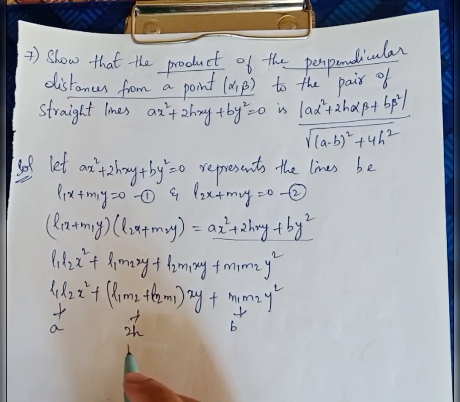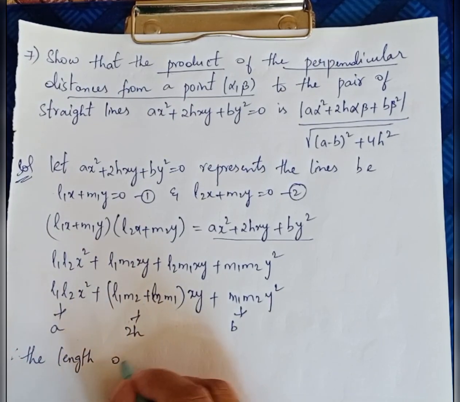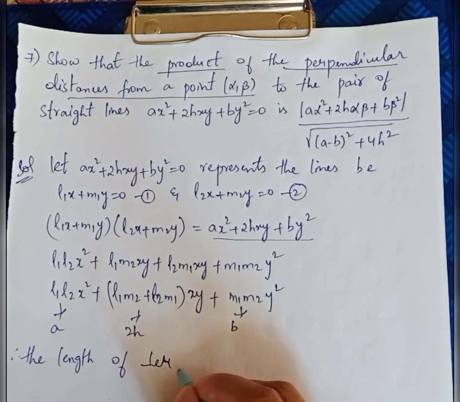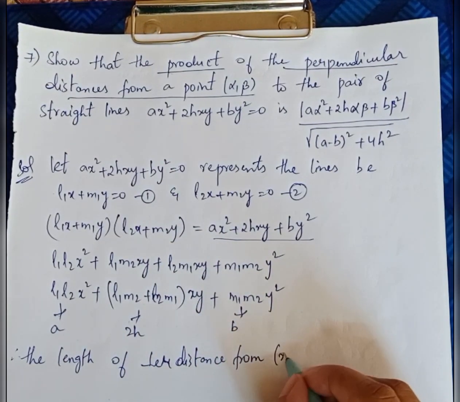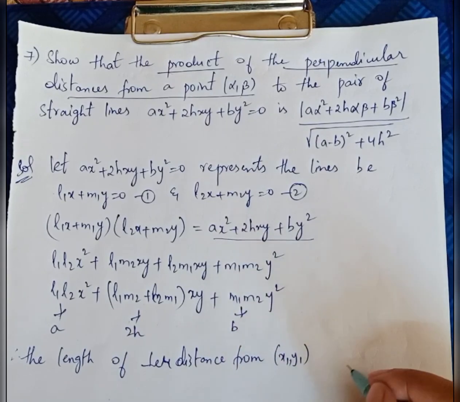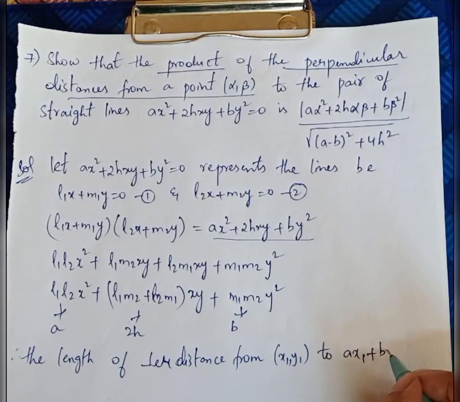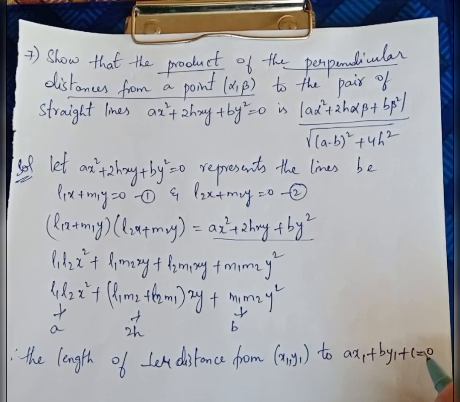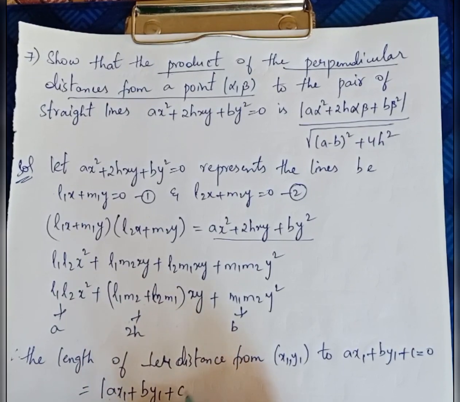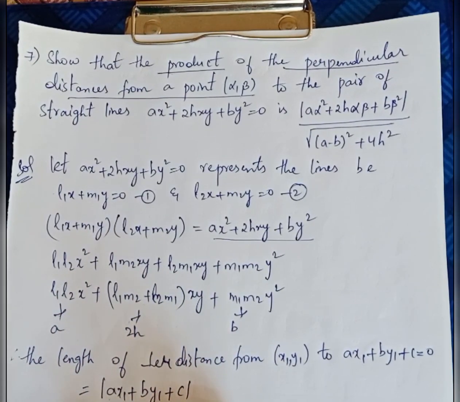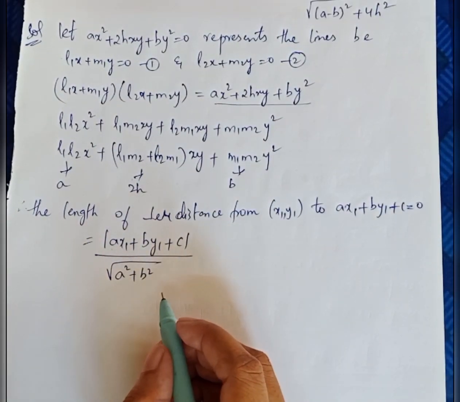So the length of perpendicular, this is the formula. The length of perpendicular distance from any point (x1, y1) to any line ax + by + c = 0 is given by the formula |ax1 + by1 + c| by root of a² + b². This is the formula you need to remember.